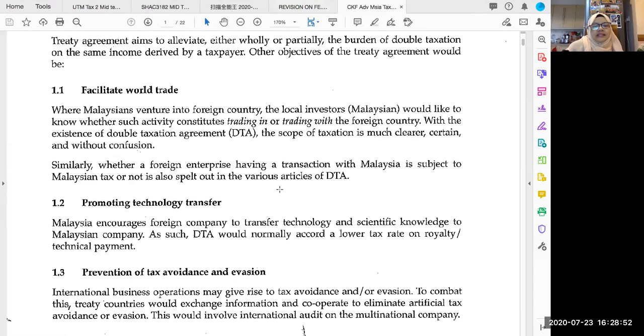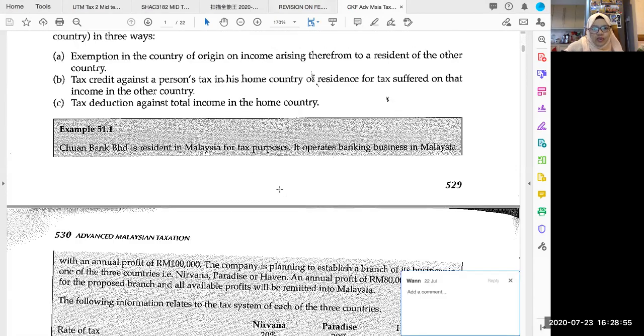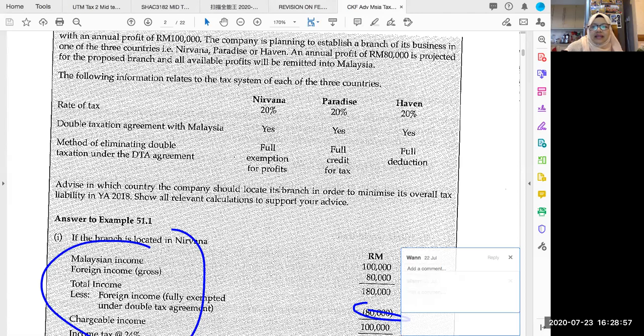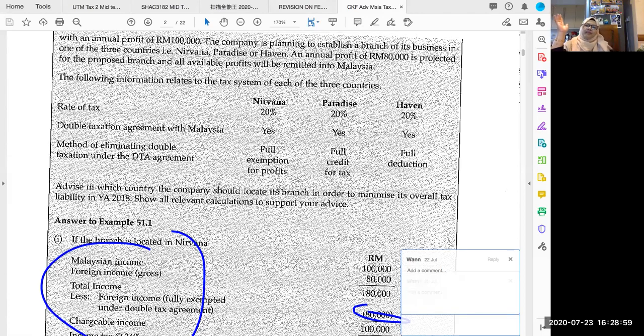Okay. So in this example in the textbook, it shows that the company has a plan to have a business in 3 countries: Nirvana, Paradise, and Heaven. If the company has a business in Nirvana, they are given full exemption in Malaysia. If in Paradise, then full credit or full deduction in Malaysia. So they give you the 3 scenarios.